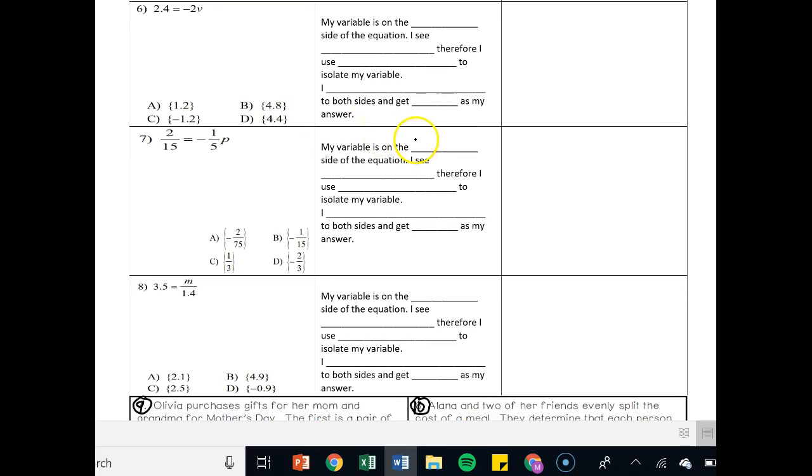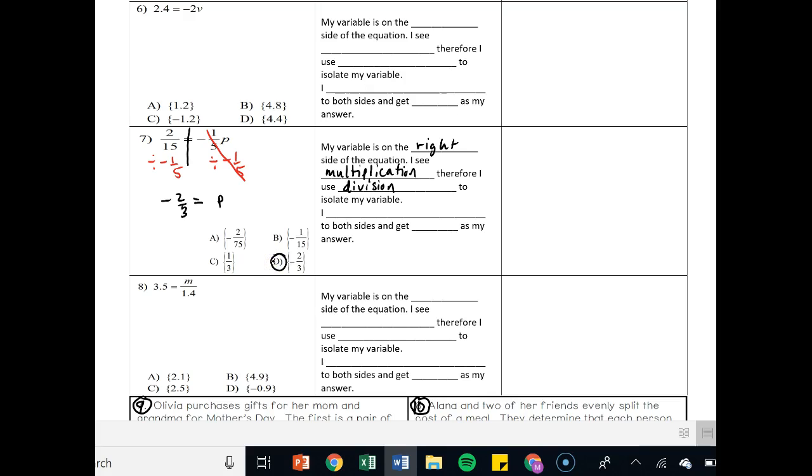So my variable is on my right-hand side in this problem. Notice I'm working with this side over here, the right-hand side. I see multiplication. Even though I see a fraction, and usually that means division, I see negative 1/5 right next to P. That means multiplication. So therefore, I am going to use division to isolate my variable. That means I am going to end up dividing both sides by negative 1/5. Negative 1/5 divided by negative 1/5 is 1. All I'm left with is P on that side, equals 2/15 divided by negative 1/5, which ends up being negative 2/3. So D is your answer.